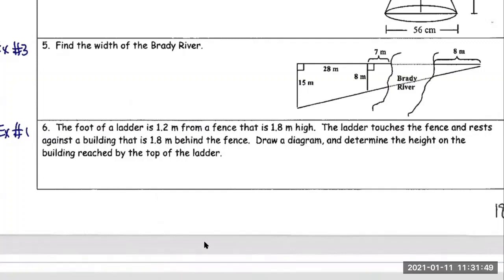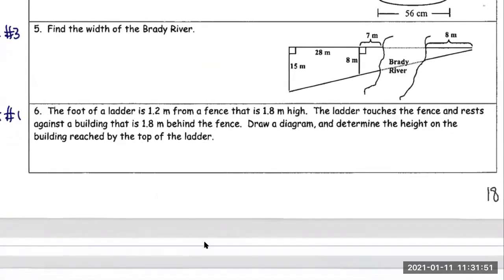Okay, so for 6, the foot of a ladder is 1.2 meters from a fence. These ladder problems are famous, and this is maybe your first ladder problem, but they go into Calc BC. They're always slanted, leaning against something like a building or a fence. Whenever you get a ladder problem, you want to think that it has something to do with triangles.